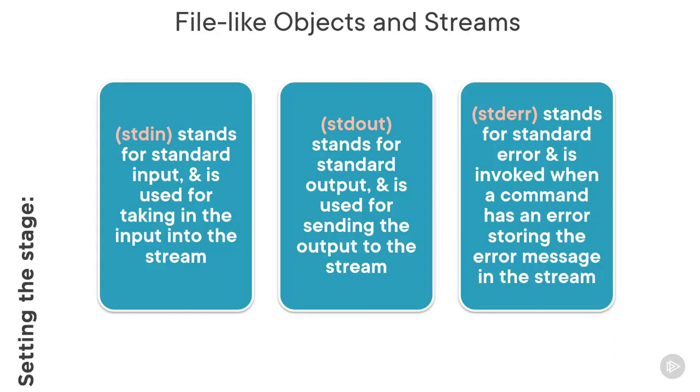And then we have our standard error, which is std error. And basically this stands for standard error. And this is going to be invoked when you have a command that has an error, and it's going to store the error message in the stream. Now, standard in, standard out, and standard error are not Python specific. These are in Linux, the operating system. And so there's a stream that's in the operating system. Now, Python knows how to work with these using the sys module.